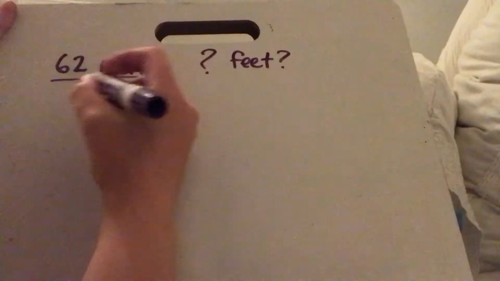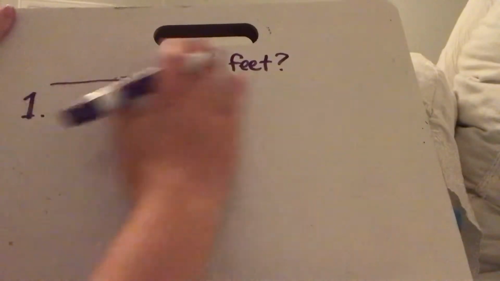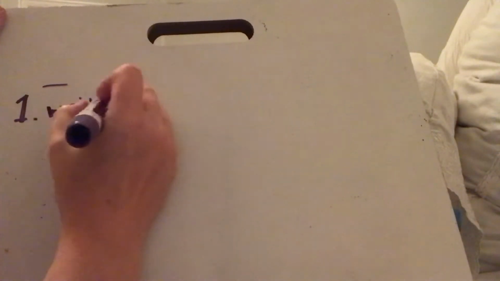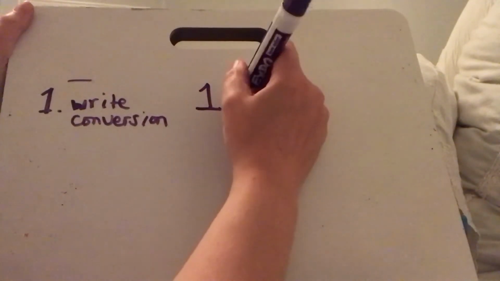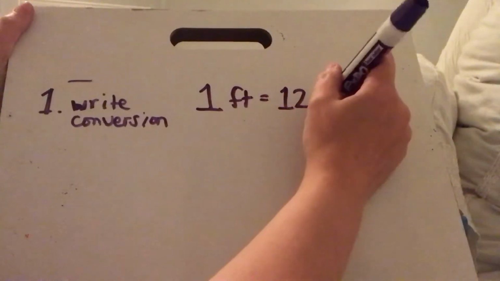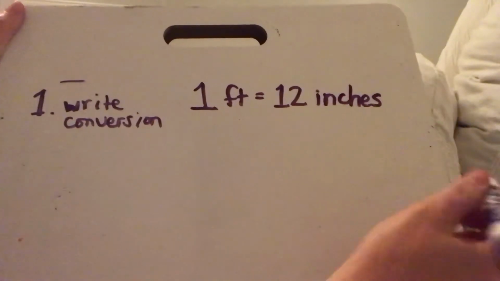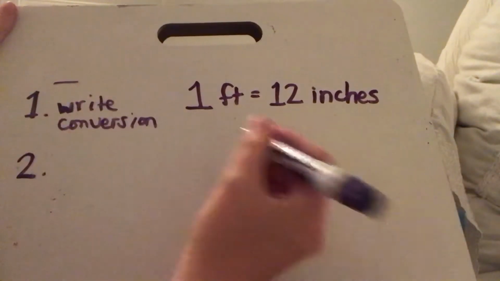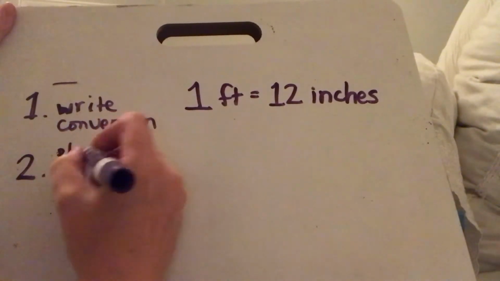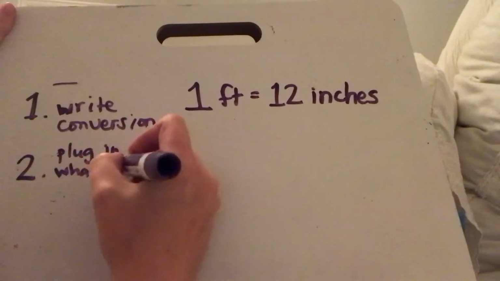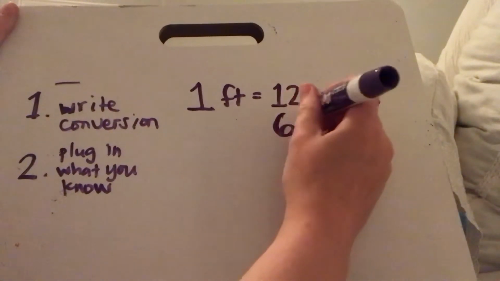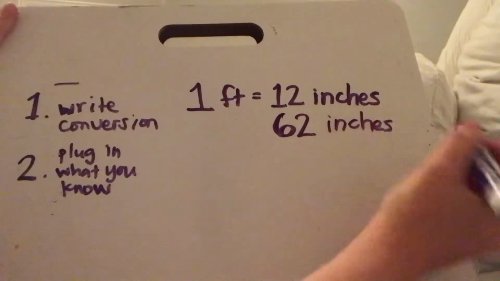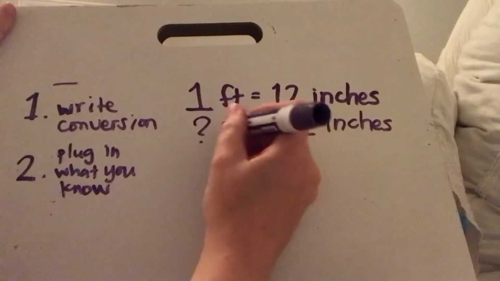Your very first step, step 1, write out the conversion. That means, what is the conversion for inches to feet? Well, I happen to know that there is 1 foot for 12 inches. That means there's 12 small inches in 1 foot. That's my known. Step 2 is plug in what you know. We know that we have 62 inches, so after I write this, I'm going to write 62 right under this. This is what we have. What are they asking us? They want to know what this is in feet, so I'm going to put my question mark here.